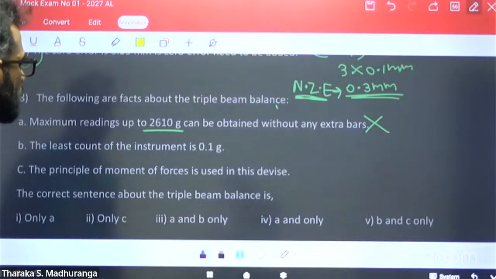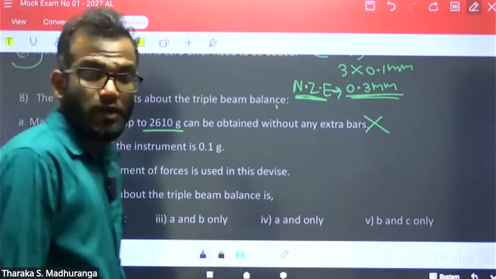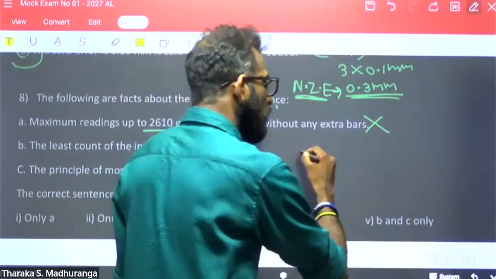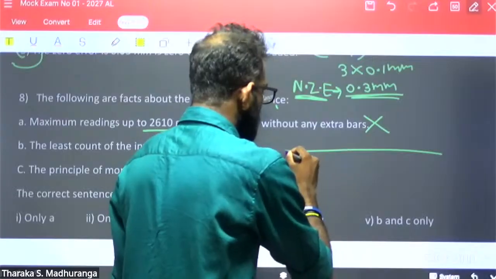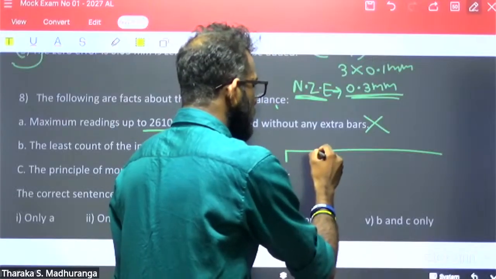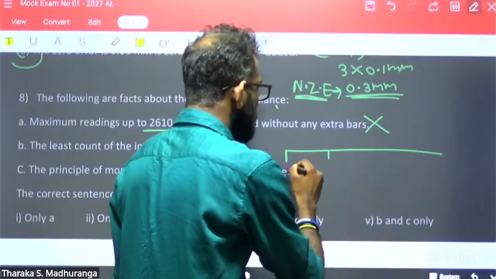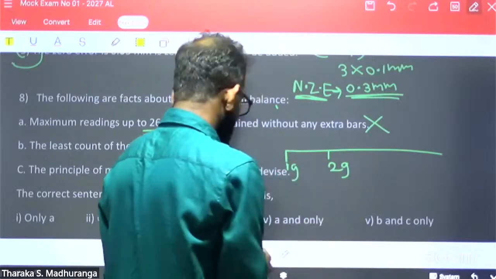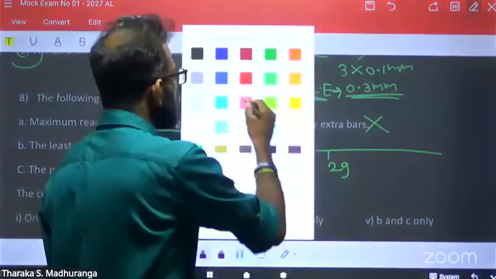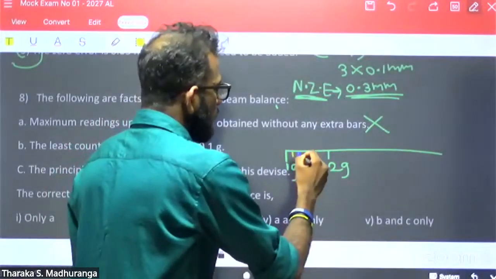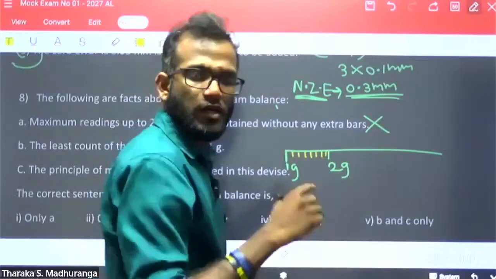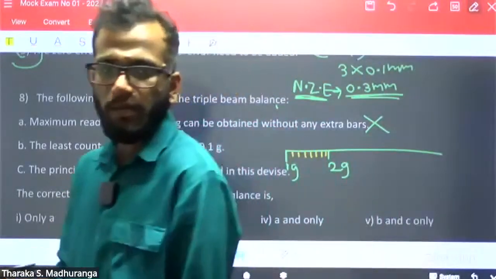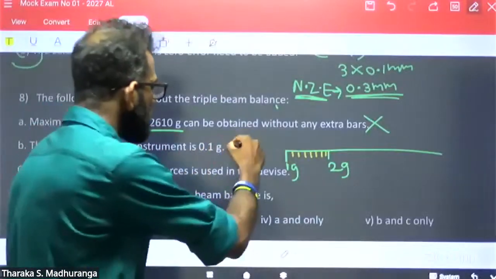The least count of the instrument is 0.1 gram. The smallest measurement, that means the smallest beam, is calibrated in 1 gram and 2 grams like this. Each 1 gram is divided into 10 parts. Then 1 gram divided into 10 means the least count is 0.1 gram.